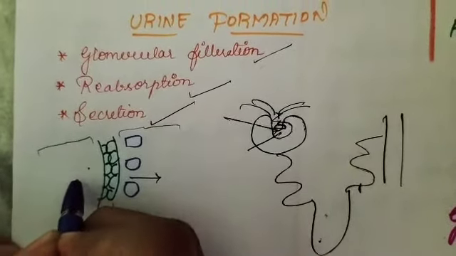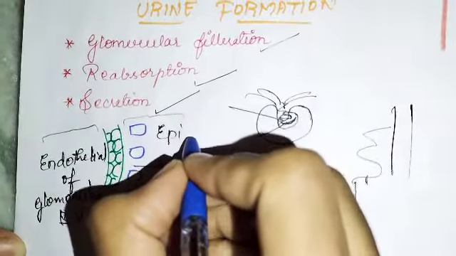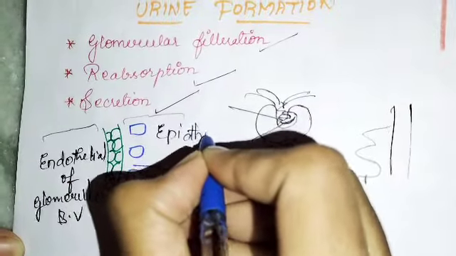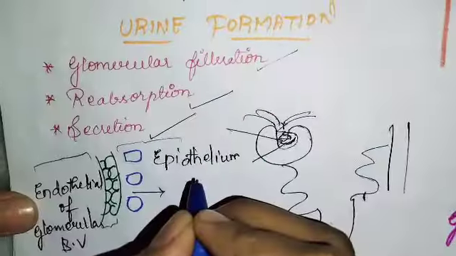This part is endothelial, okay, of glomerular blood vessel, that is the tuft of capillaries, glomerular blood vessel. And this is the basement membrane. This one is epithelium of Bowman's capsule.